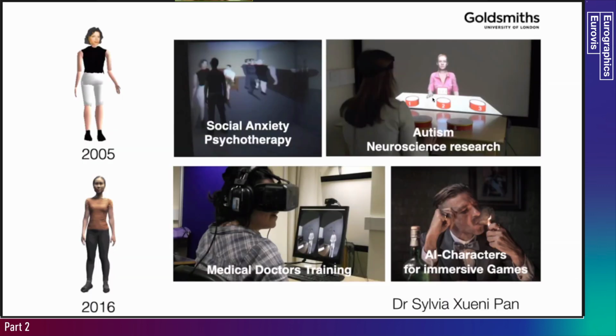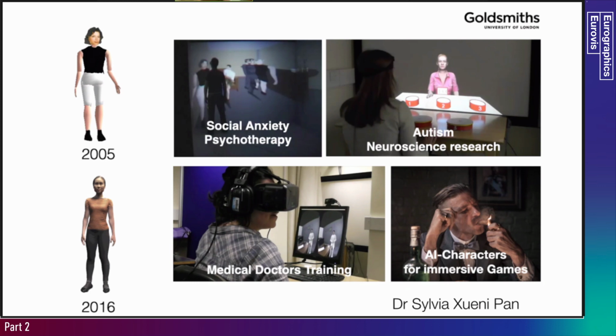Since 2004, that's when I came to the UK, I started working at UCL VR Lab, and did my PhD there as well. And then I met Marco there. We've been doing lots of work together. So my work has always been about using virtual characters in a fully immersive VR setting, but in a wide range of applications, including social anxiety for psychotherapy.